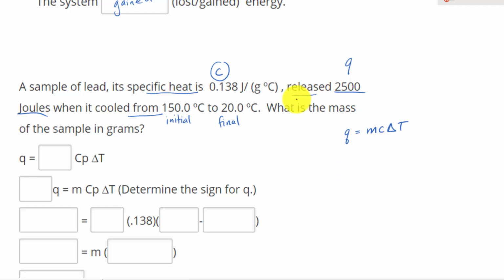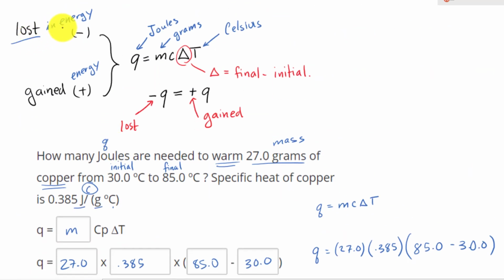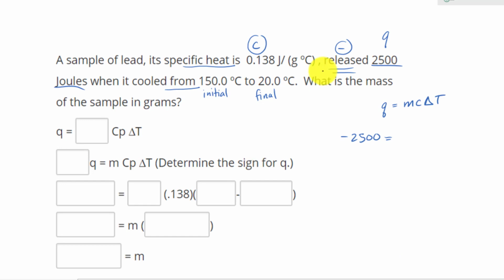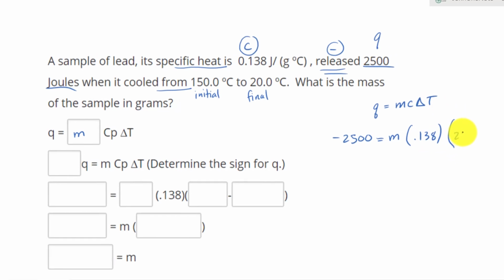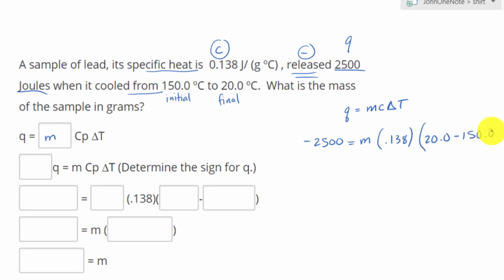So let's plug into the equation. I have released. What does the word release mean? It is negative. So then your Q is equal to negative 2,500. That's why it's important to understand loss in energy is negative, gain in energy is positive. So in this case, it's release, so that means it's negative, and your m is what? Well, in this case, your m is your mass. We are looking for m, and that's why we put in m right there. What about your specific heat capacity, which is C? In this case, it is 0.138. And lastly, our delta T. Again, final minus initial, so it's 20.0 minus 150.0.